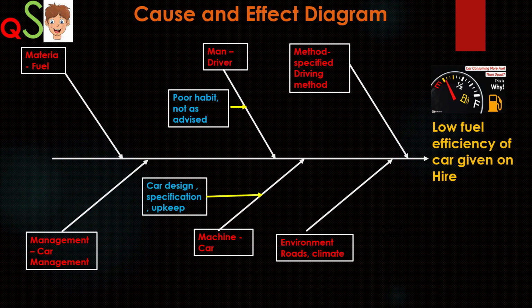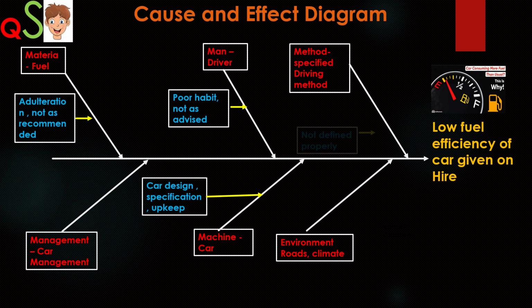Machine. The car itself is a machine here. The specified designed fuel efficiency of a car model or actual fuel efficiency of a specific product being used will impact outcome here. Material. The consumable material here would be fuel, engine oil, tires, etc. Quality of these consumables can affect fuel efficiency. For example, use of adulterated fuel or non-standard tires will lower the fuel efficiency.